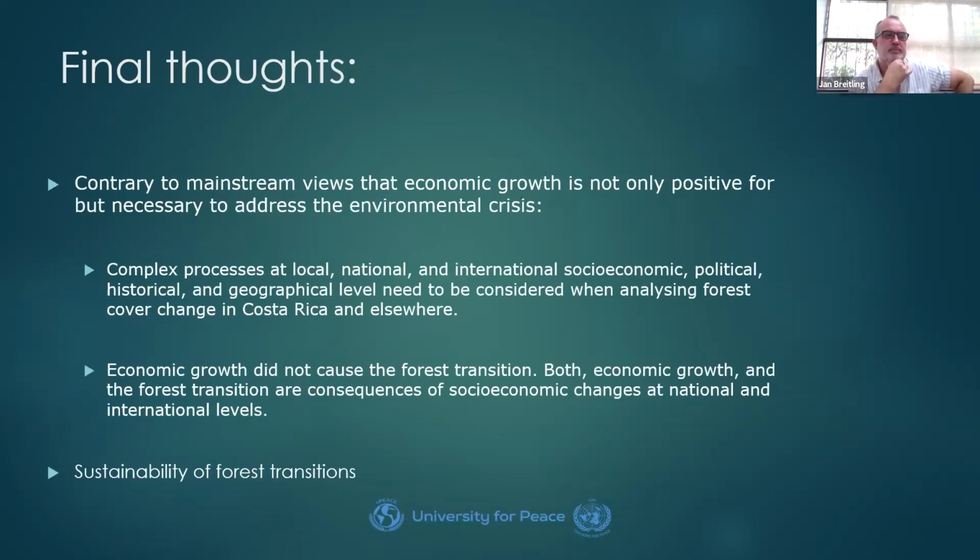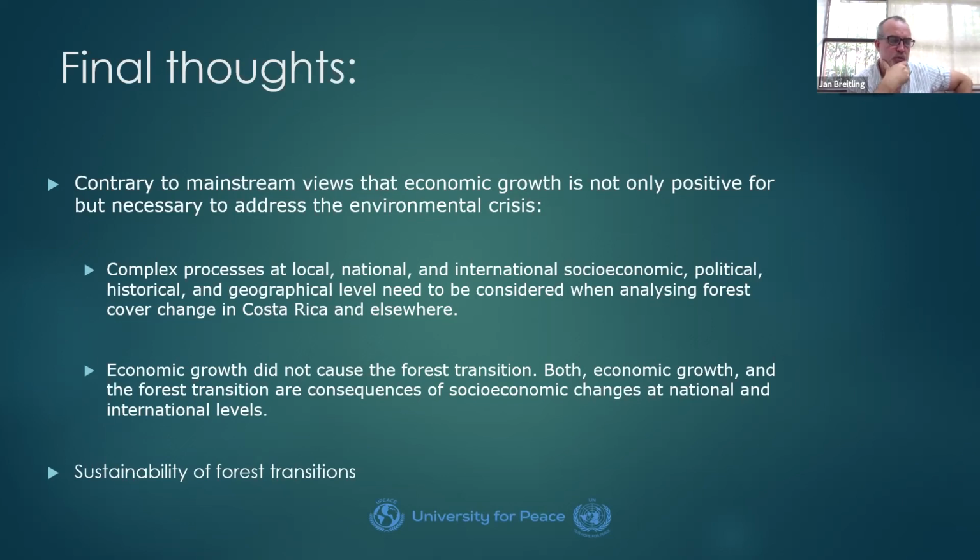So just to finish then, and this is basically a little criticism or a little nod towards the environmental Kuznets curve interpretation of the forest transition theory, we have to be very careful with this more and more accepted notion that economic growth is positive for the environment, that it's necessary for having a healthy environment. Okay, when you look at these cases at a more detailed level, it becomes clear that economic growth is not causing a forest transition, right?